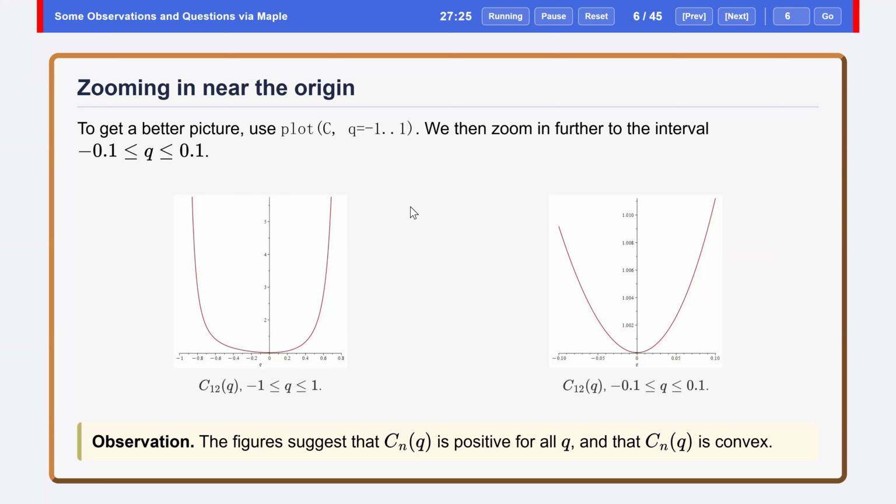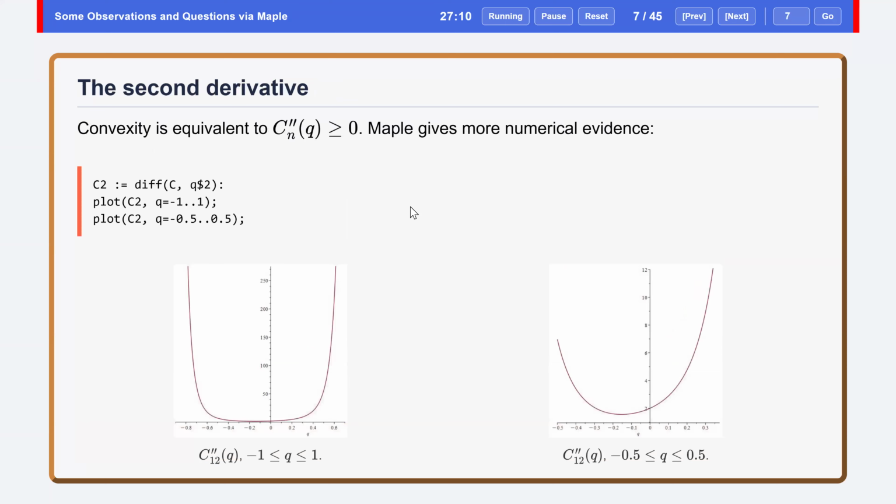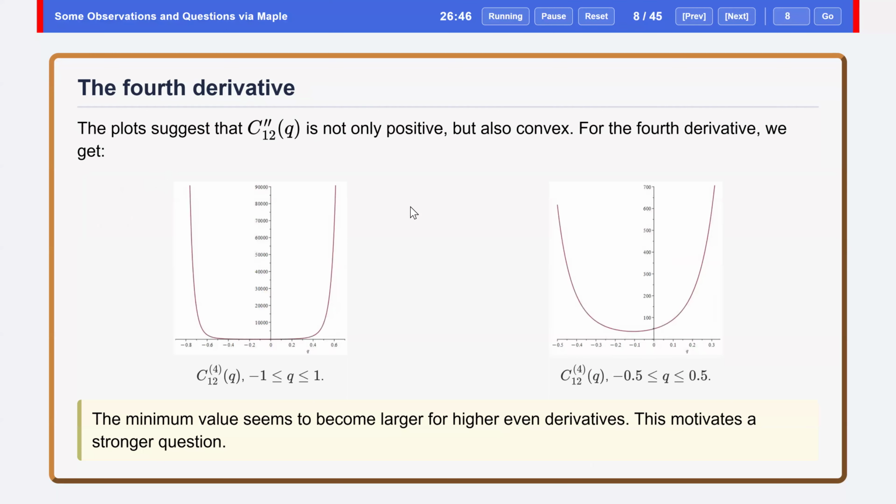So here is the observation. The figures suggest that the q-Catalan number C_n(q) is positive for all q, and furthermore, it's convex. The convexity is equivalent to this condition: the second derivative is non-negative. Maple gives actually more evidence. Now, here are the figures. We don't have to say anything; it's worth more than 1,000 words.